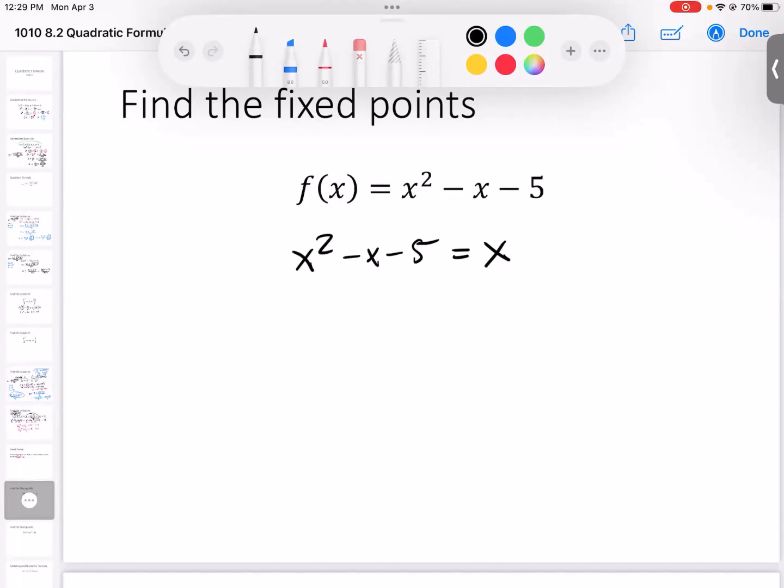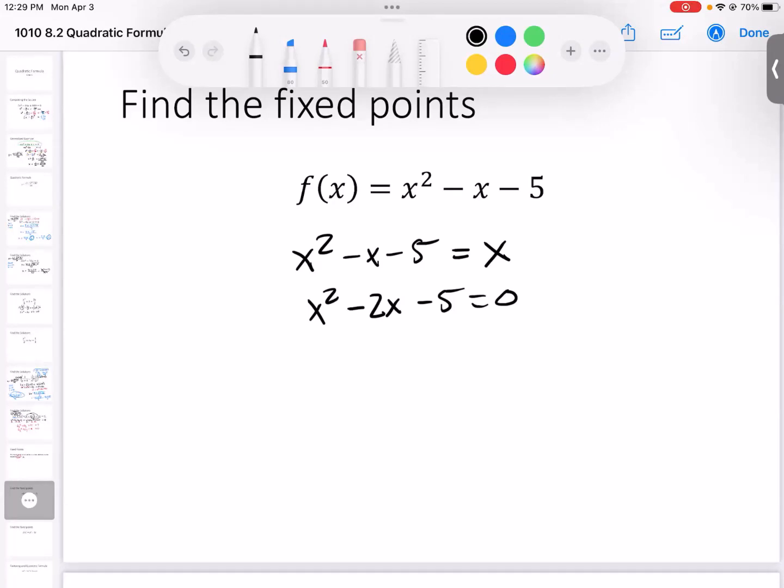Yeah, you were on the right track. Instead of dividing, what would we do with the x? Subtract it? Yes. All right, so we get x squared minus 2x minus 5 equals 0. Is everybody good with why we would do that? And that's just to get it in the form.